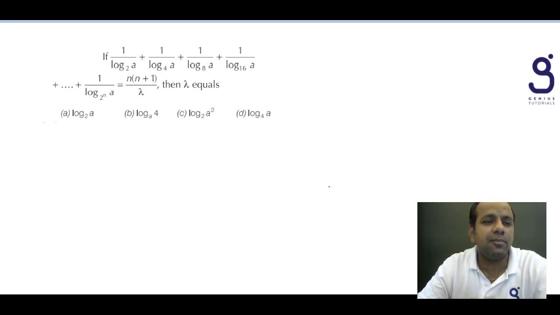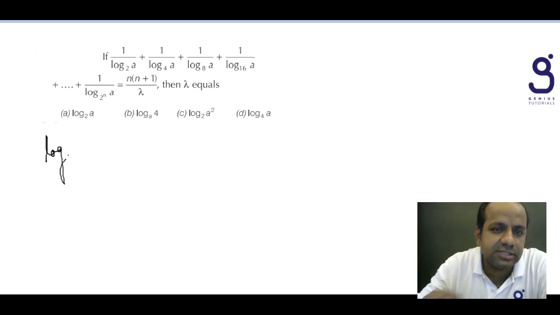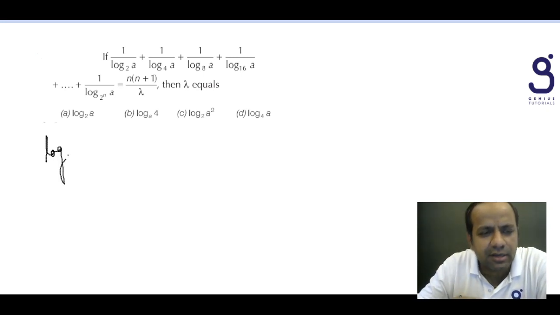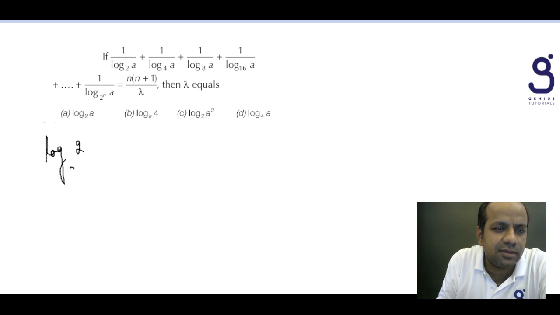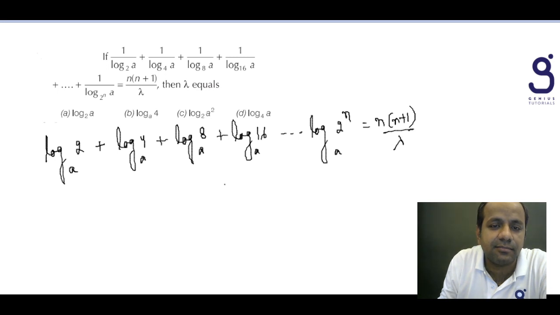The next question is 1 upon log a to the base 2. Okay, you can just reciprocate this value. देखो हमें यहाँ base same बनाना है, base same है नहीं इन सबका, तो अगर reciprocate कर दें, it will be log 2 to the base a plus log 4 to the base a plus log 8 to the base a, so on, है ना, so on up to log 2 to the power n base a. This is equal to n into n plus 1 divided by lambda.